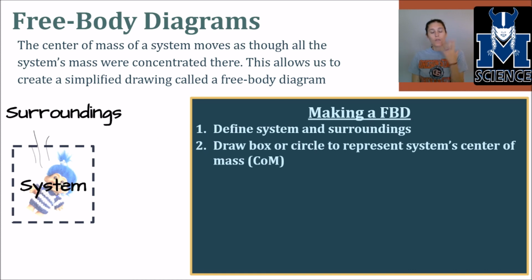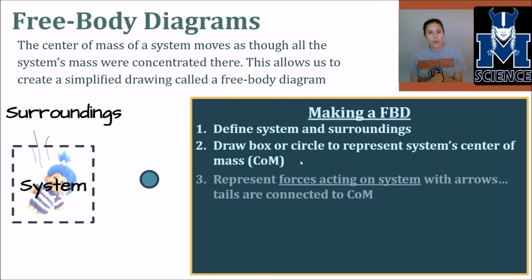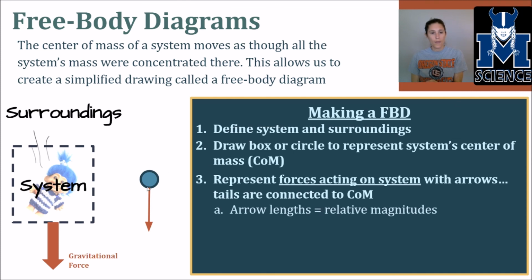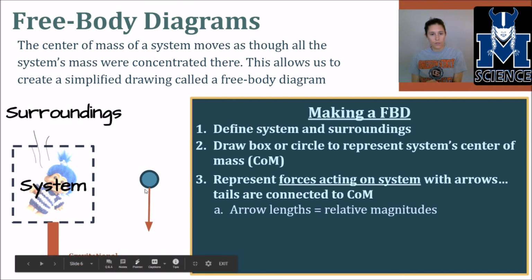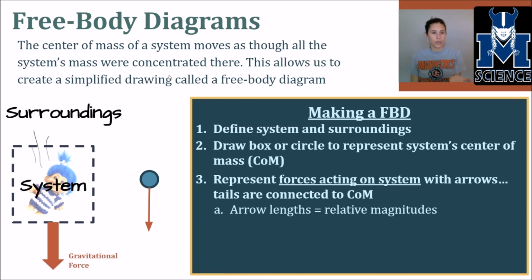Once we've identified what our system is, we're going to draw a box or circle to represent the center of mass. Then we represent forces acting on the system with arrows, and typically the standard notation, especially for the AP test, is that the tails of the arrows are connected to that center of mass. The length of the arrow is the relative magnitude. So in this case, if she's in free fall, the only force acting on her, if we neglect air resistance, would be the gravitational force. We label that with Fg, because that's the force of gravity.